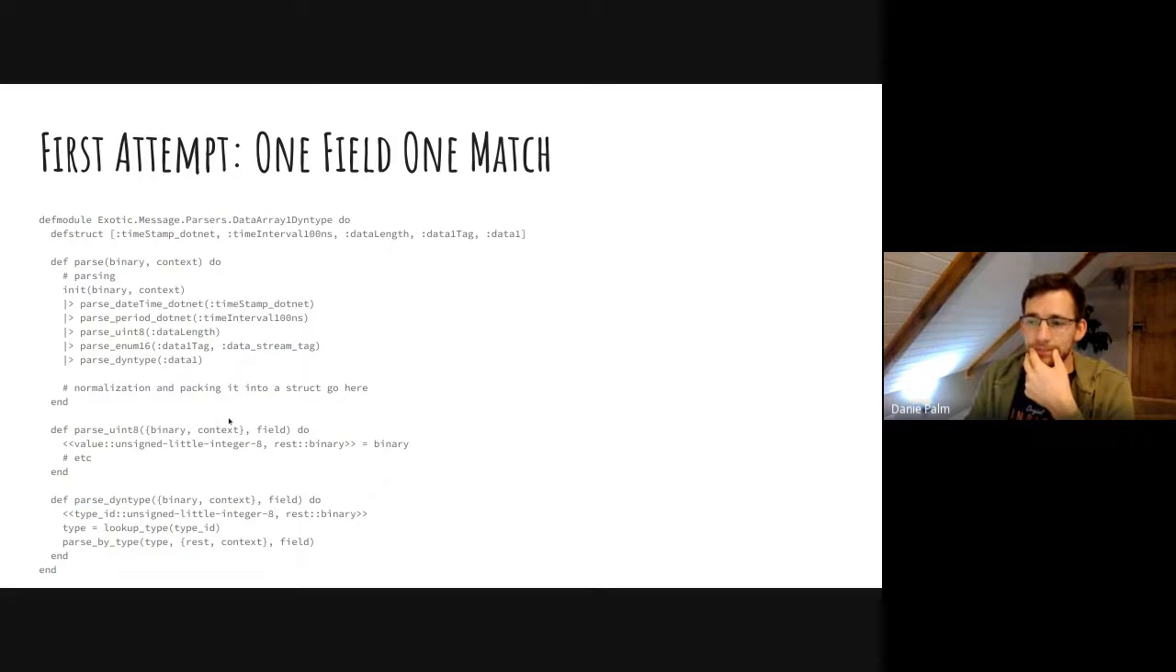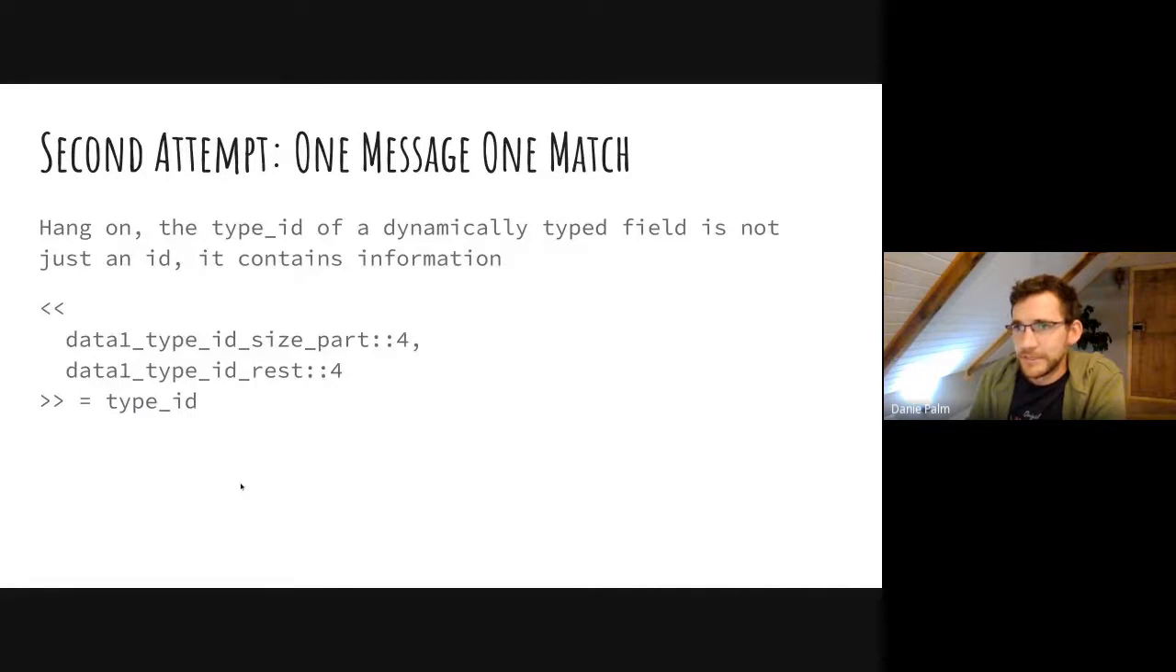So I wanted to see if I can actually, since most of the data I know at compile time, why can't I do one big match and grab all of the data in one go? If it wasn't for the dynamic types, you could easily do that. So I had a chat with the engineers, and they said, hey, hang on, the type ID isn't just a random ID that we've chosen. There's actually information in the ID.